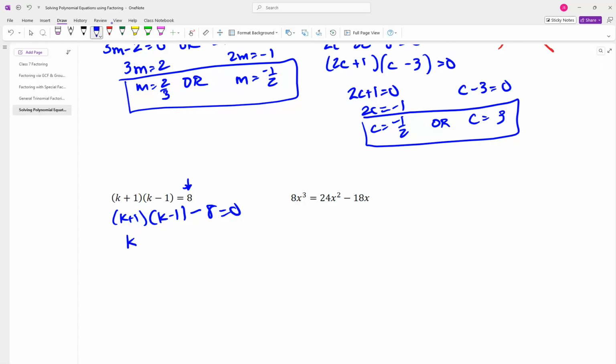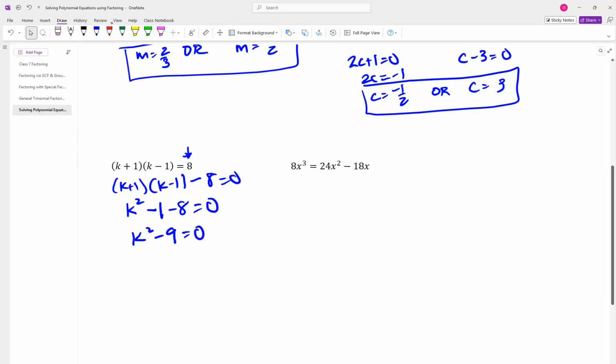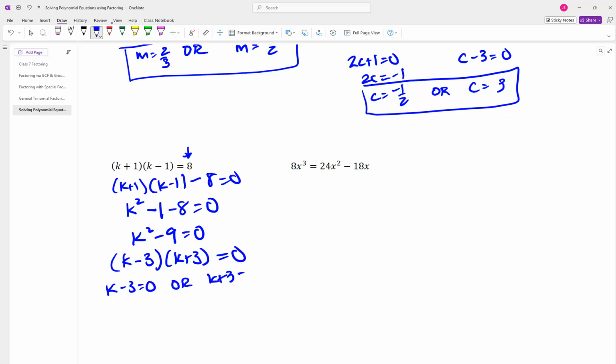If I do this, this should give me k squared minus 1, I'll let you confirm that, minus 8 is equal to 0. So this is k squared minus 9 is equal to 0. Technically here you don't need to factor, you could move the 9 over and take the square root, remembering plus and minus. But to emphasize factoring, I'm going to factor this as k minus 3, k plus 3. This is using a special form. Set each one equal to 0 independently. k minus 3 equals 0, or k plus 3 equals 0. k is equal to 3, or k is equal to negative 3.